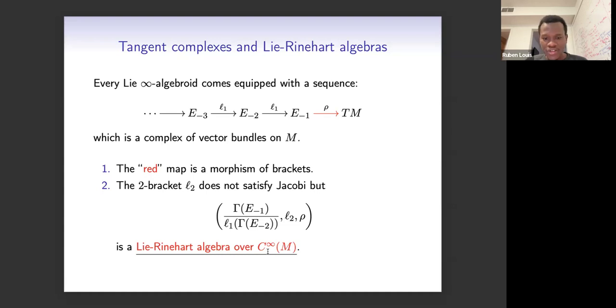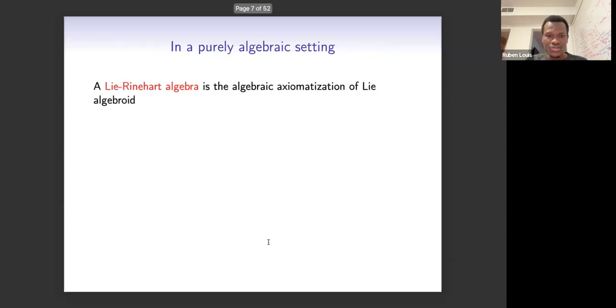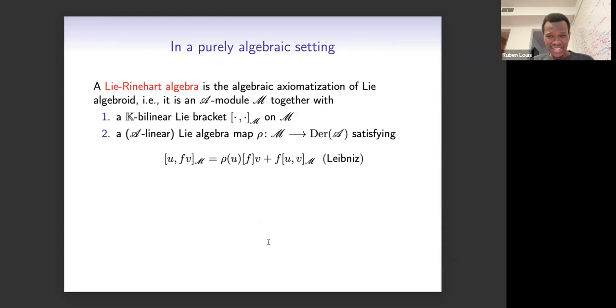So it is natural to ask: if you have a Lie-Rinehart algebra over the functions on M, or in general over an algebra A, can you find a Lie-infinity algebra that gives a quotient of this form? This question was addressed in my previous work during my PhD. So let me first recall the definition of a Lie-Rinehart algebra, which is an algebraic generalization of Lie algebroids. By definition, it is given as follows.